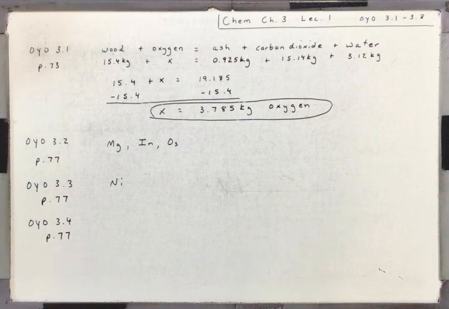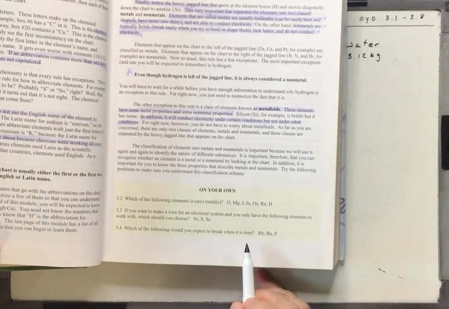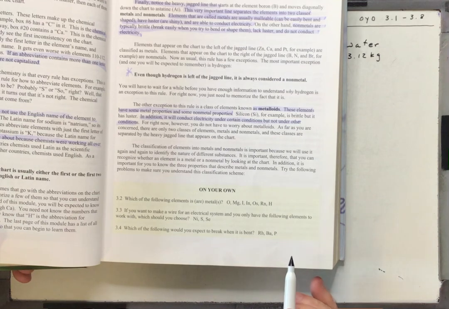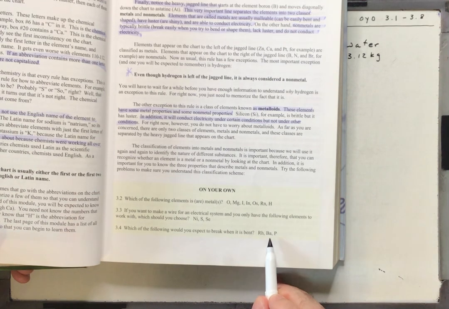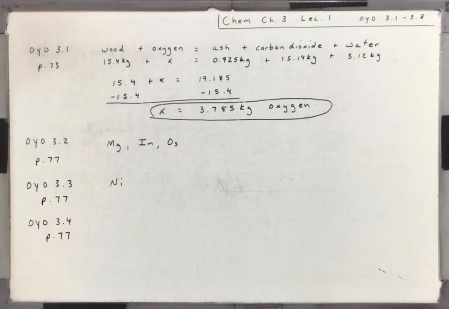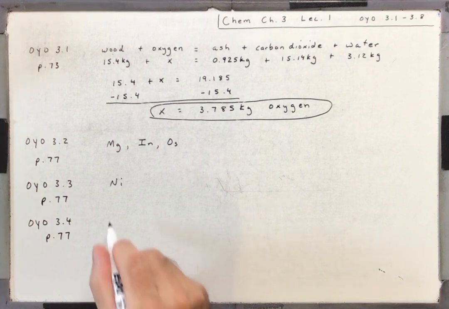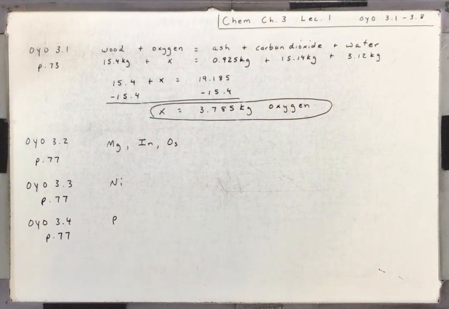And then 3.4. We have which of the following would you expect to break when it's bent? So nonmetals are brittle. Rhodium is a metal. Barium is a metal. But phosphorus is not. Phosphorus is to the right of the thick line. So we would expect phosphorus to break when it is bent. All right, great.